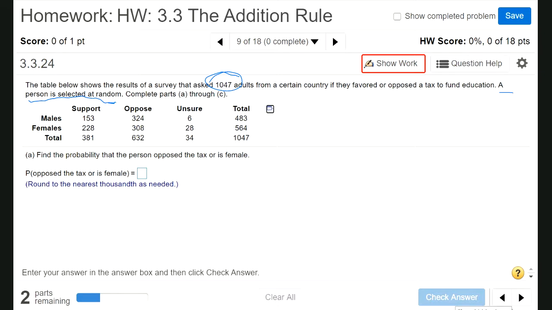So if you want to do this one, you can go to number 9. But this one says, find the probability that the selected person opposed the tax or is female. See the word or. That means we're going to use the addition rule. Remember our addition rule?